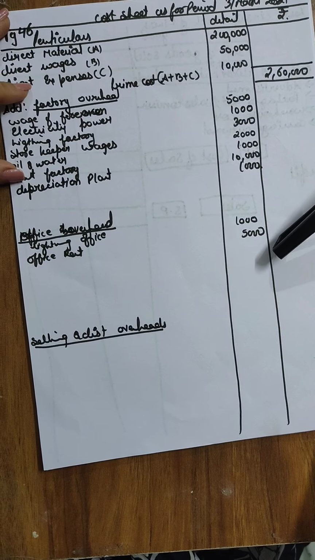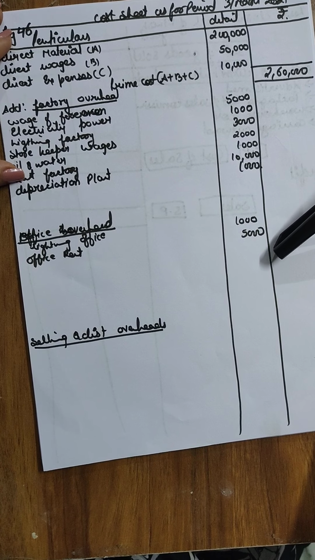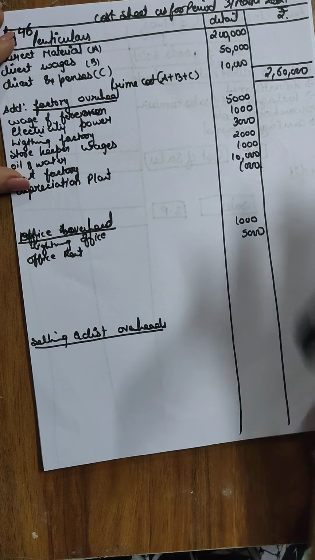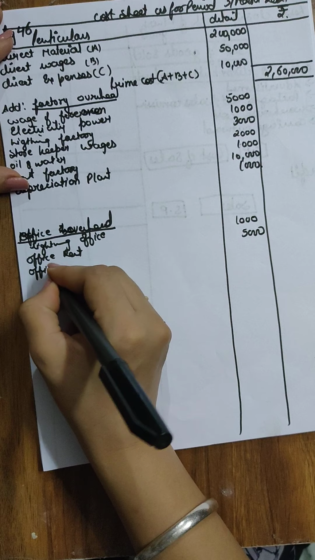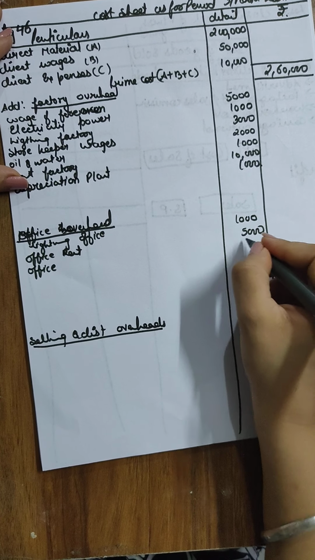Next thing is given to me as office only. So this must be any kind of expense that is related to the office. So we are going to write it over here, 2500.